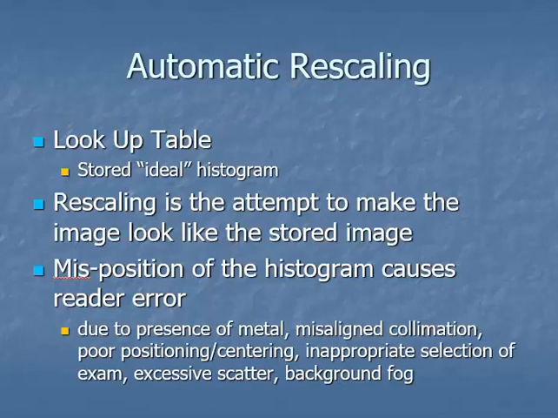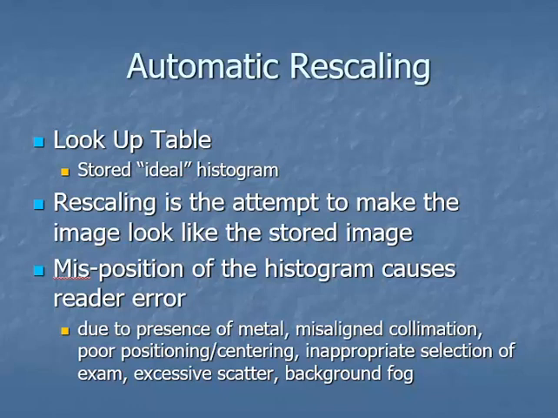So the lookup table is a stored ideal histogram. Whenever a hospital gets a new system, the radiologist will sit down, usually with a couple of radiologists, the applications tech, and maybe one of the lead technologists, and look at ideal images of every body part. They may look at 5 different hands and say, yeah, I like hand number 2.